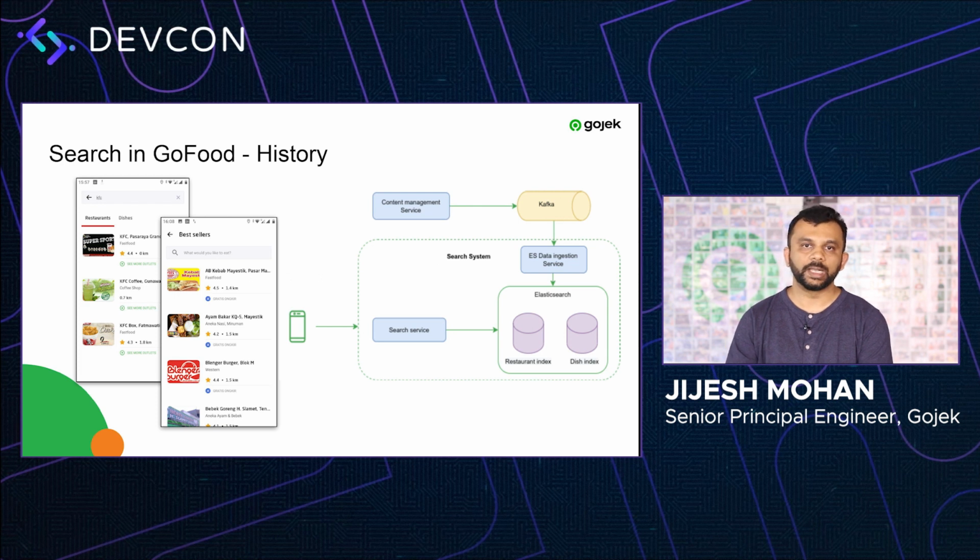search service is based on Elasticsearch, and we have other services like content management service, which owns the data like restaurant details and dish details. If there is any change in those data, that will be pushed to a queue, and we have a data ingestion framework that will take those data and push it to the Elasticsearch index. We keep 2 different indexes, for restaurant as well as dish. And the search system will consume this data and deliver the results back to the user.